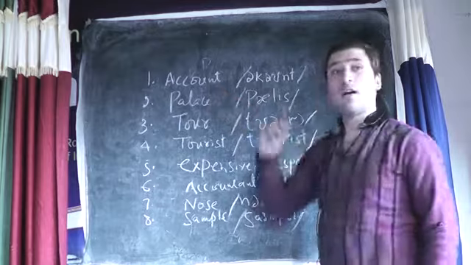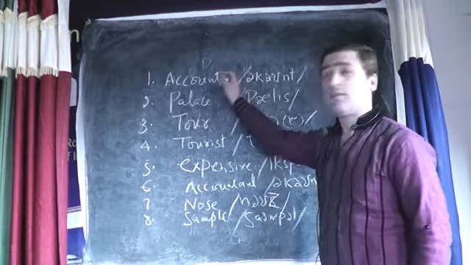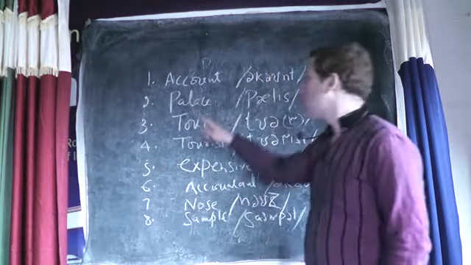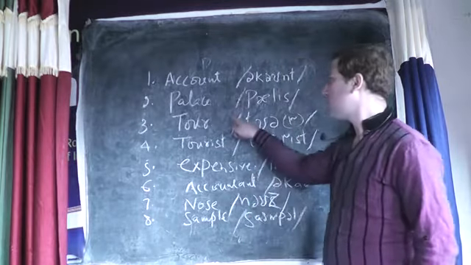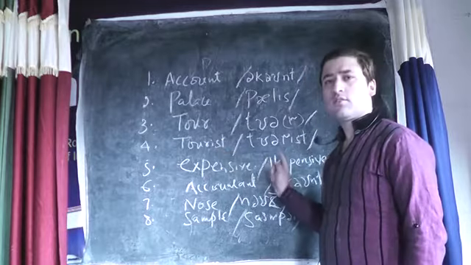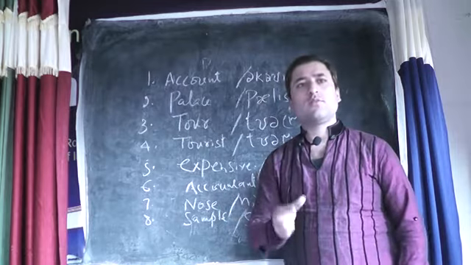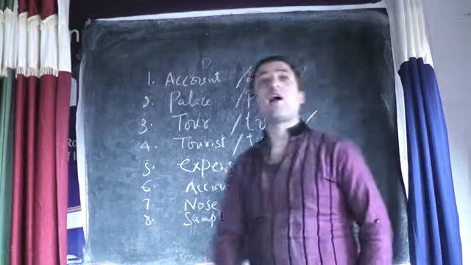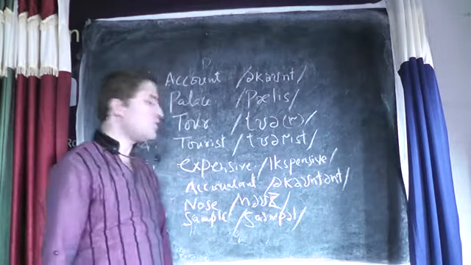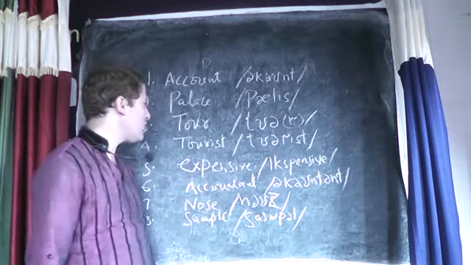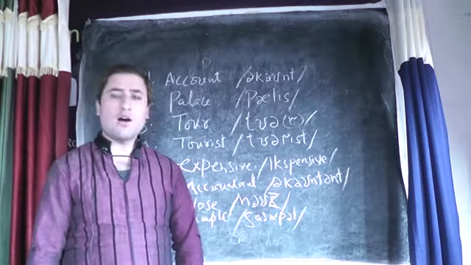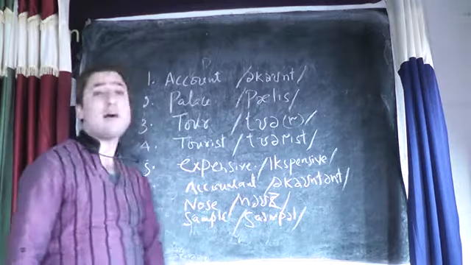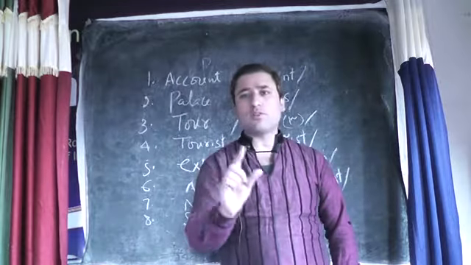Accountant, account. Account, not a, it's a count. Account. Palace. Be a bit louder. Palace. Tour. Tourist. Expensive. Accountant. Nose. Sample. Nose. Accountant. Expensive. Tourist. Tour. Palace. Account. Palace. Tour. Tourist. Expensive. Accountant. Nose. And sample. Now let's do one-to-one conversation based on these words.